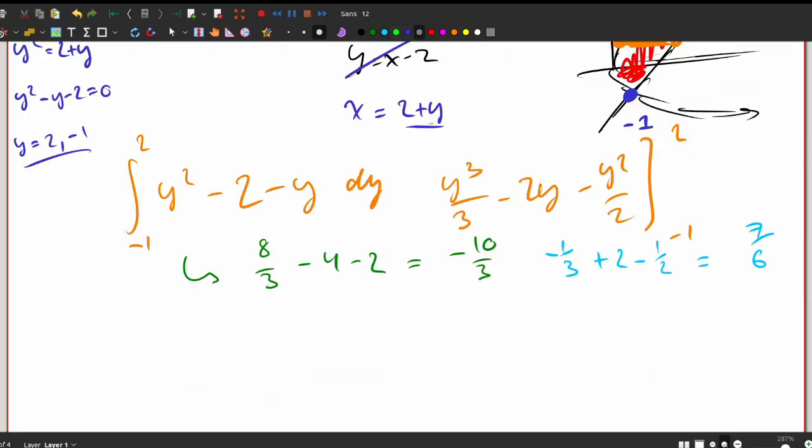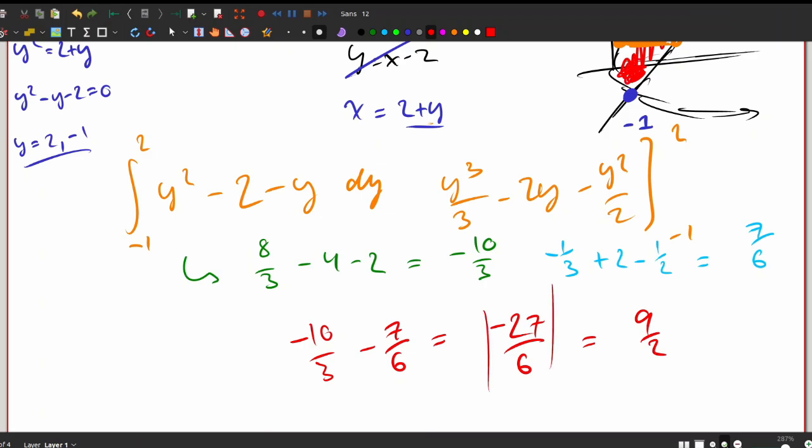Finally, we need to find the difference of these two. So our final answer will be minus 10 over 3 minus 7 over 6. This is equal to minus 27 over 6, which is 9 over 2. Again, it's negative, but because we're asked to find area, it's the absolute value. So the absolute value of -9 over 2 is 9 over 2.